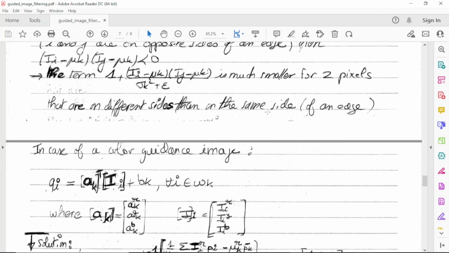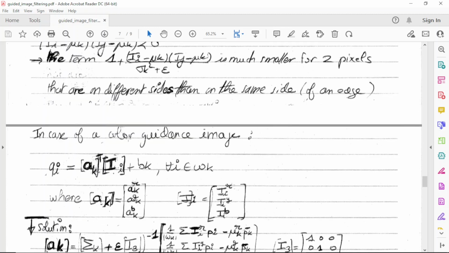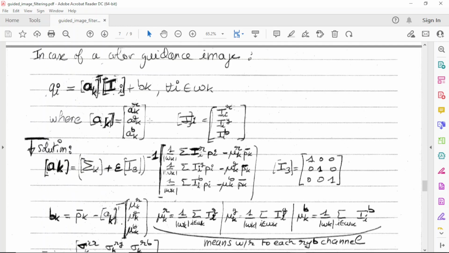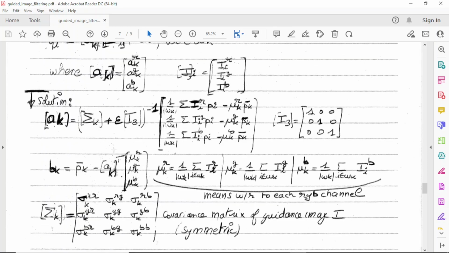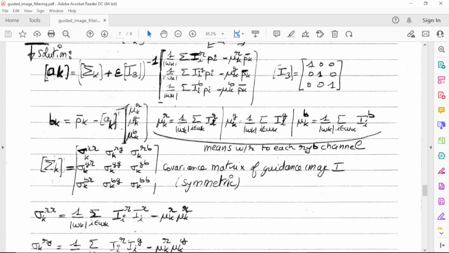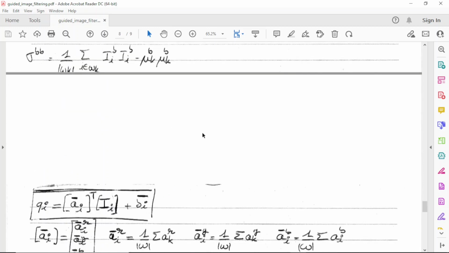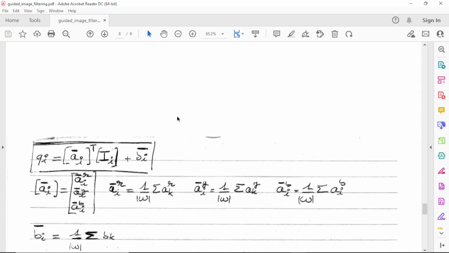I also have something about if you have a color guidance image, which is the usual case. Then it adds a little bit of complication because you have 3 channels. But it's the same idea. You'll see it in the code if you want to look at it.